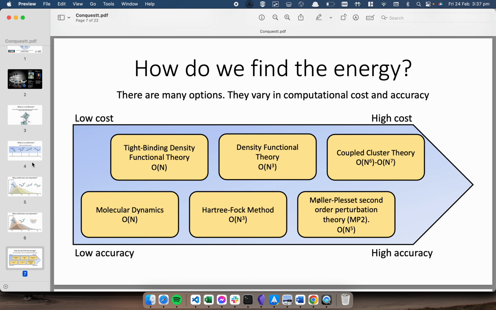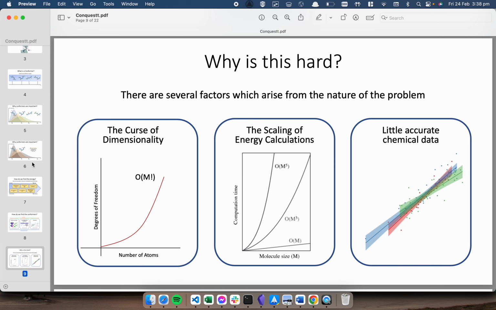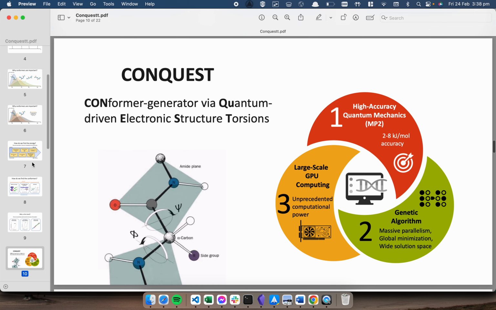There are many different ways to calculate the stability of different geometries, and the stability corresponds to energy. Different means of calculating the energy correspond to different means of calculating the stability. We used molecular second order perturbation theory for our calculations. And there are indeed many ways to find the conformers, and there are reasons as to why it's hard.